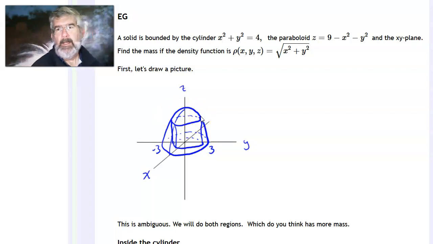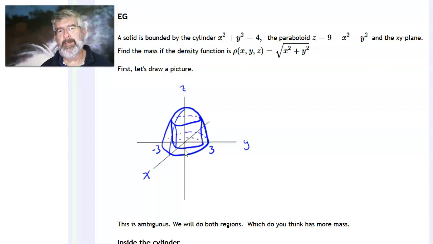Okay. Now, the book says the region bounded by those 3 things, the third one being the xy plane. Well, I see 2 parts of space that are bounded by those 3 things, 2 finite ones anyway. There's the stuff inside the cylinder and under the paraboloid, and there's the stuff outside the cylinder under the paraboloid. So this question is just like, which one do they want? Well, let's do both of them and see what the mass is.